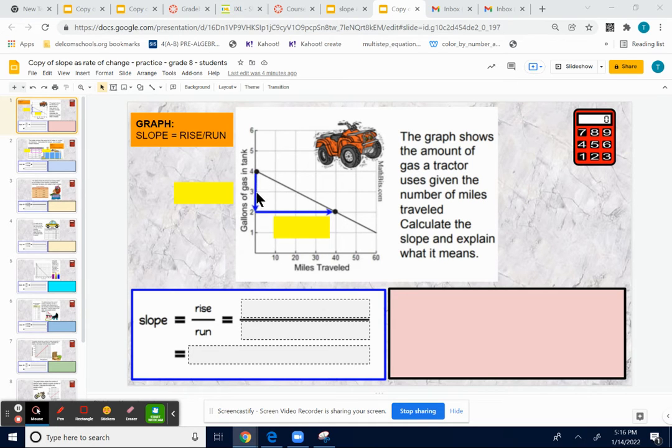So if I travel from this point to this point, I'm going to go down. I'm counting by ones. See, I'm going down 2 gallons. Since down is a negative direction, I'm going to think of that as a negative 2 gallons.